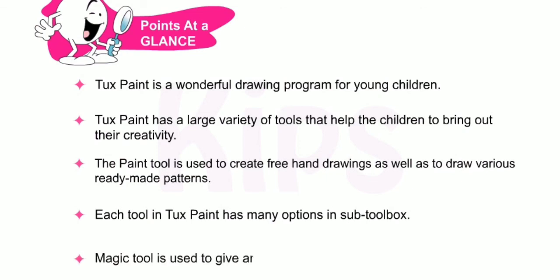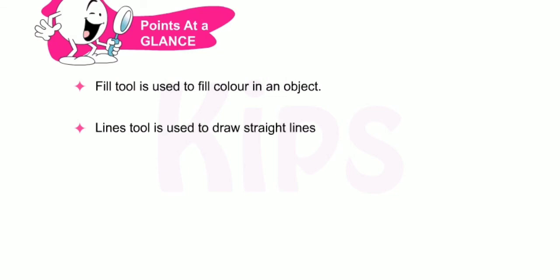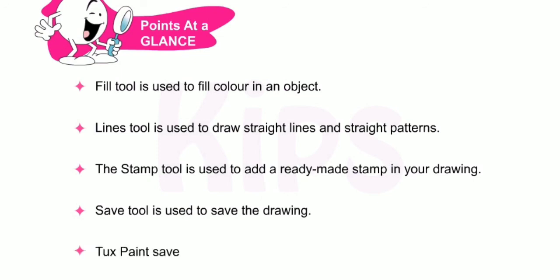Magic tool is used to give amazing effects to a picture. Fill tool is used to fill color in an object. Lines tool is used to draw straight lines and straight patterns. The Stamp tool is used to add a ready-made stamp in your drawing. Save tool is used to save the drawing. TuxPaint saves a file as a thumbnail rather than a file name.